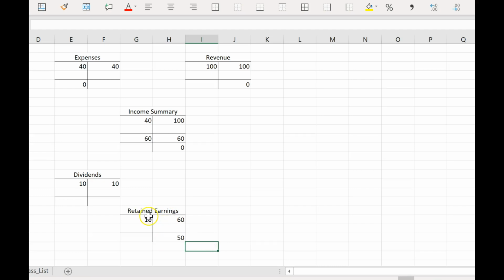If I have any beginning balance, that beginning balance would be added up to the $50. All right, so this is how we do the closing. After closing, all my temporary accounts become 0, and the dividend account becomes 0 as well. Now you can go back connecting the dots.